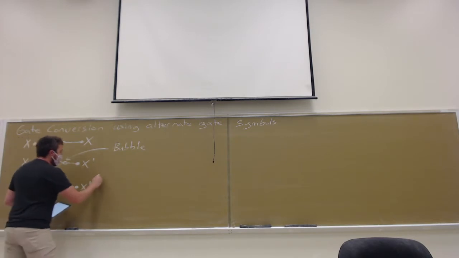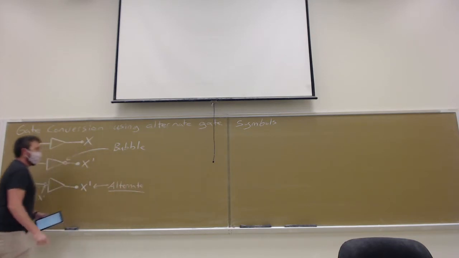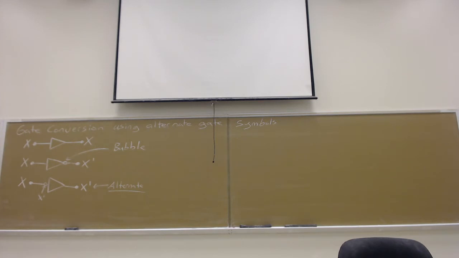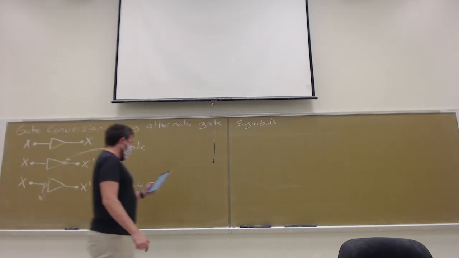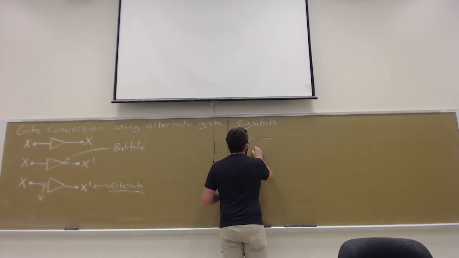Both of these are inverters. One is the traditional one, and one we think of as the alternate. And this applies to AND gates and OR gates as well. So for example, let's take a look at an OR gate.